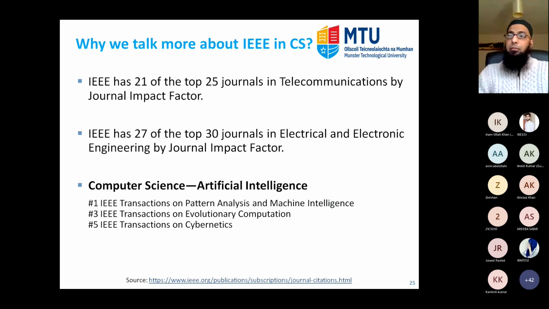And in the computer science domain, there are subdomains as well. For example, artificial intelligence is a subdomain of computer science. The number one ranked journal in artificial intelligence is IEEE Transactions on Pattern Analysis and Machine Intelligence. The number three ranked journal is IEEE Transactions on Evolutionary Computation, and the number five ranked journal is IEEE Transactions on Cybernetics. All these journals are managed by IEEE. So you can see the top journals in artificial intelligence are managed by IEEE.